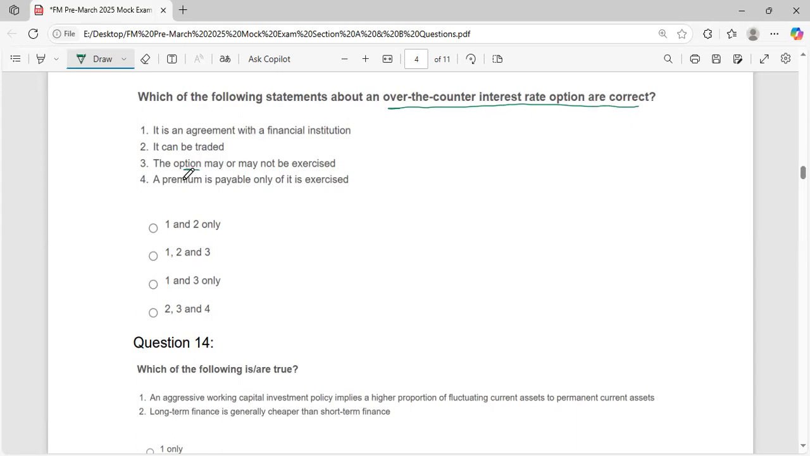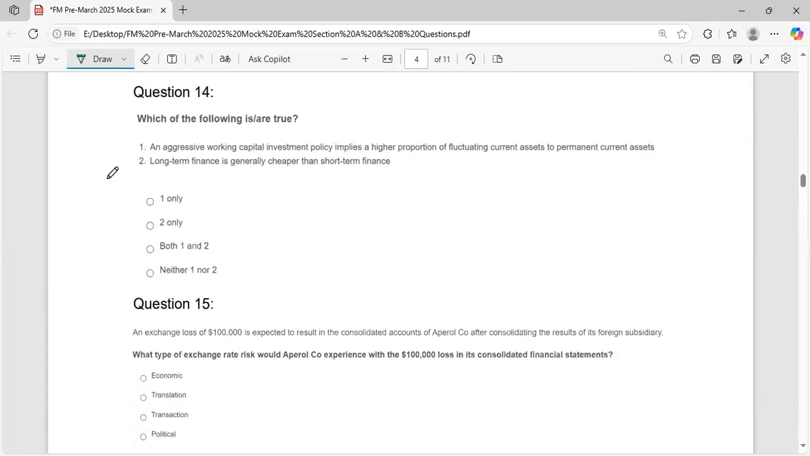Option means what? You have a choice. If at the settlement date your purchased option is in your favor, then you will exercise the option. If it is not in your favor, you will lapse the option. Premium is payable only if it is exercised. Premium is payable when you purchase the option, whether it is exercised or lapsed. So 2 and 4 are incorrect and 1 and 3 are the correct answers.